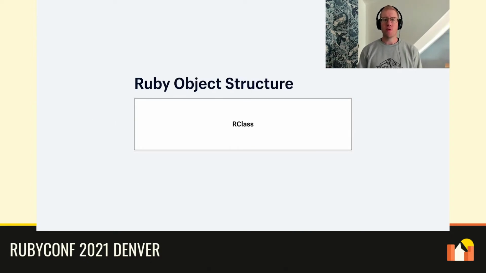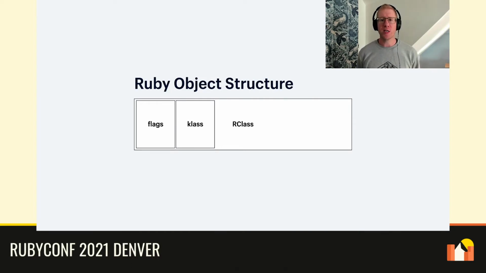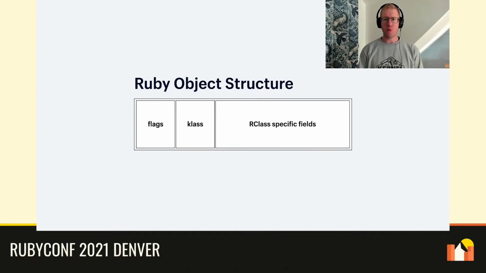Let's look more closely at one of Ruby's object types, RClass in this case. The first 16 bytes of every type are always the same, an 8-byte field called flags, followed by an 8-byte pointer to the class of the object. The remaining 24 bytes are different for every type. RClass objects store a pointer to an extension object here. Strings can store the actual string content, and so on.